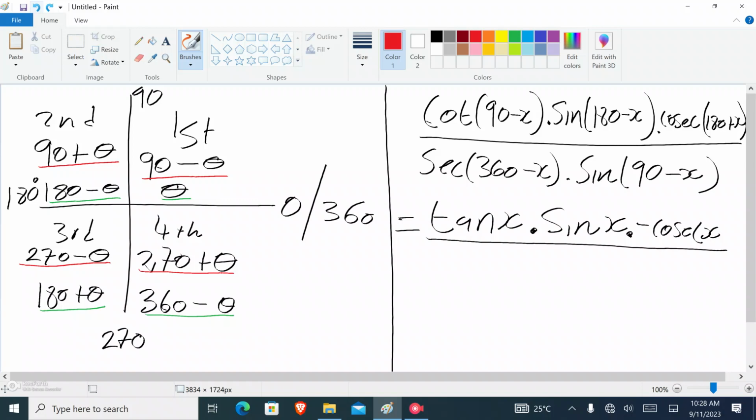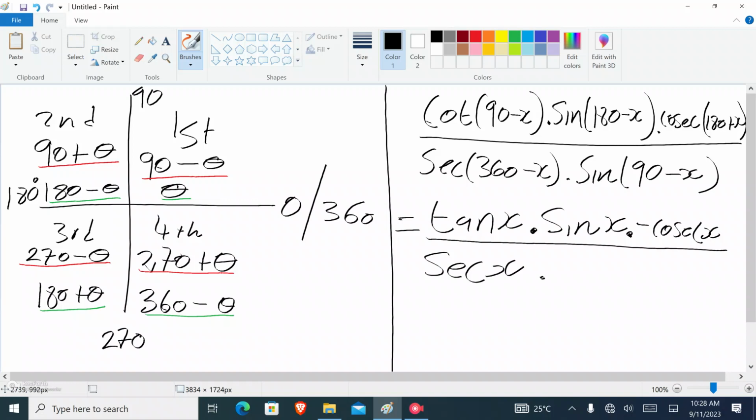On this quadrant, sec is positive. Now, do we change it to co-ratio? No, we don't use the co-ratio rule because we have 360. Remember, when you see 180 and 360, it's the 180 rule, and with the 180 rule, we don't change the trigonometric function. Given that this is positive, this is going to be sec x. That's how we solve it.